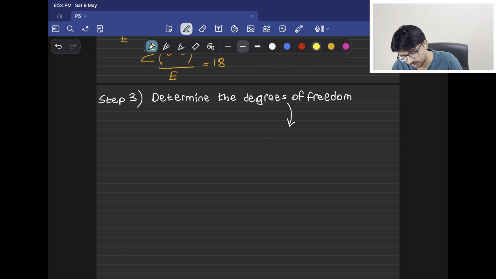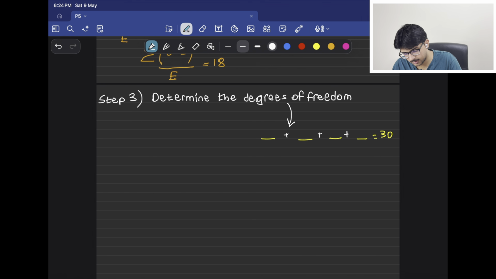Let's say I have four values, right? I'm not talking about chi-squared anymore. I'm just explaining degrees of freedom. Let's say I have four values, and the total of these four values should be equal to 30. So I can pick any values I want, but the only catch is it should be equal to 30 when I add all of these together.